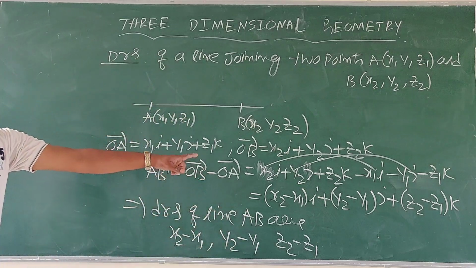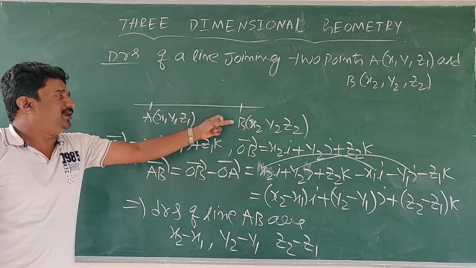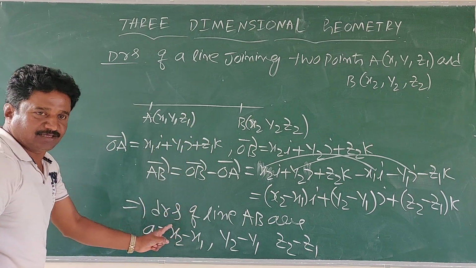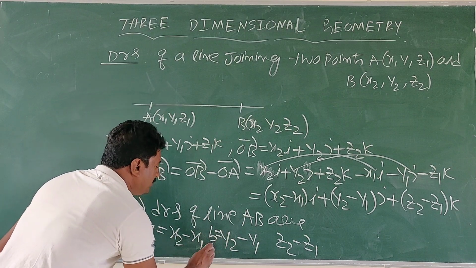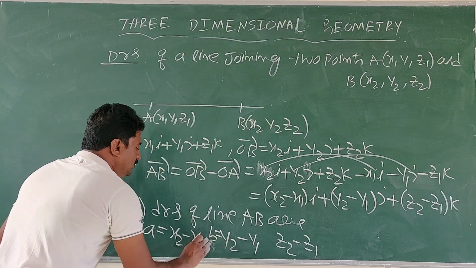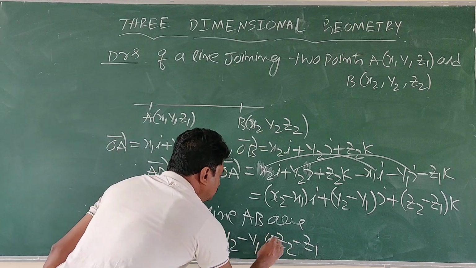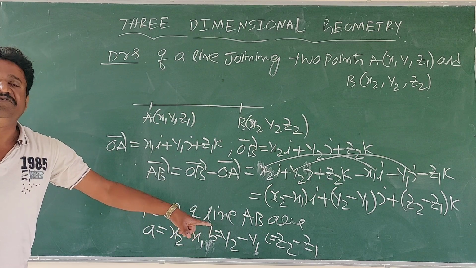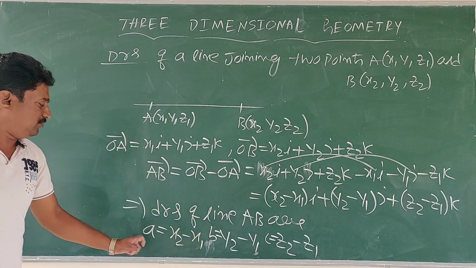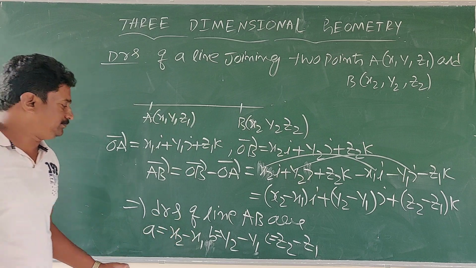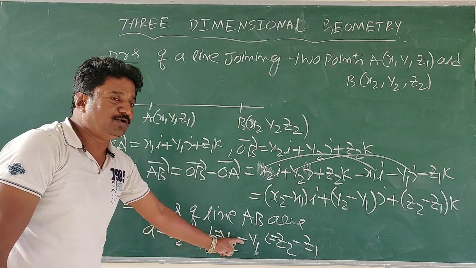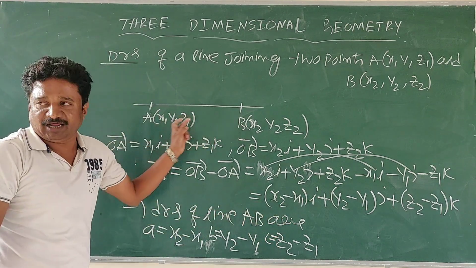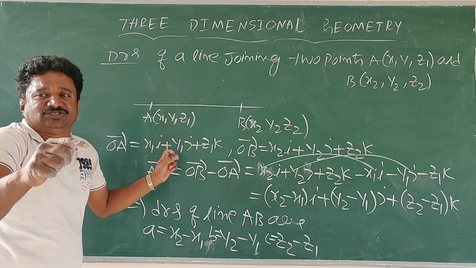Observe this carefully, students. If 2 points on a line are given, you represent the direction ratios (DRs) of the line as A, B, C. What is A? x2 minus x1. What is B? y2 minus y1. C means z2 minus z1. So if 2 points on a line are given, how do you calculate direction ratios?